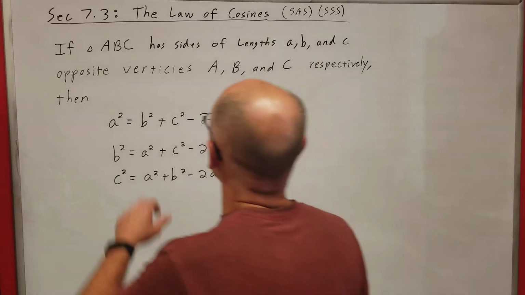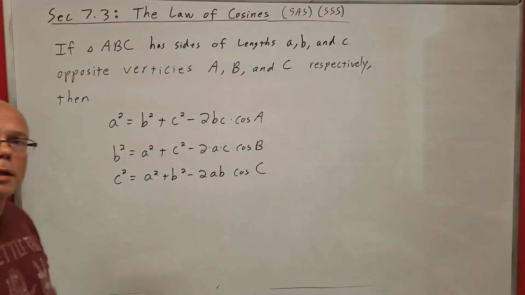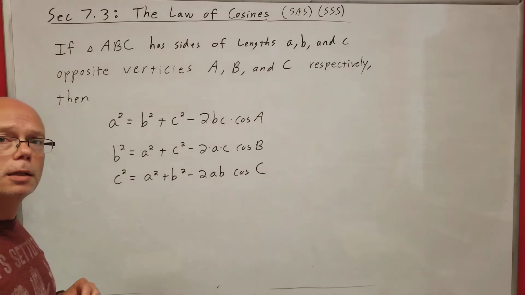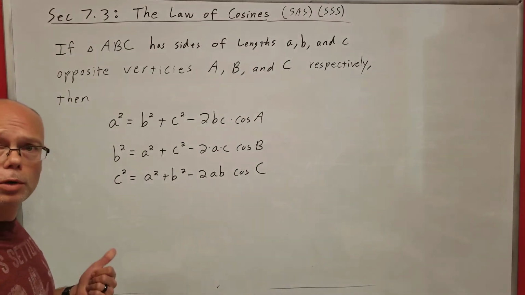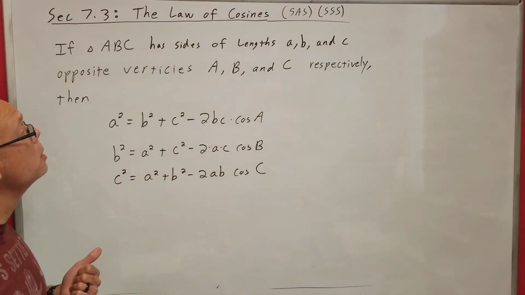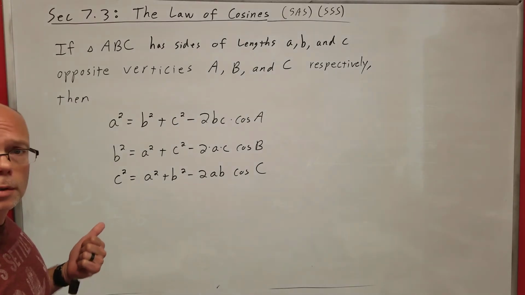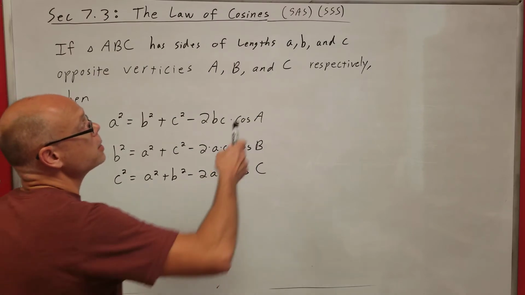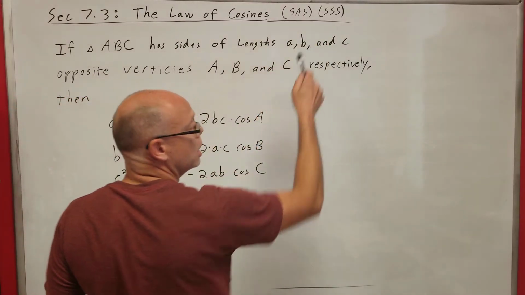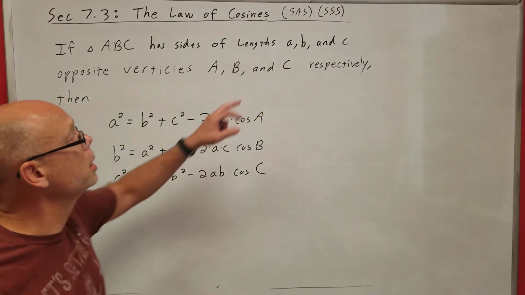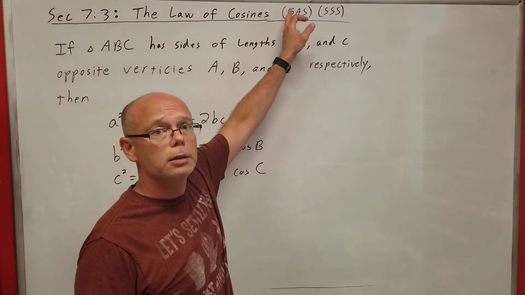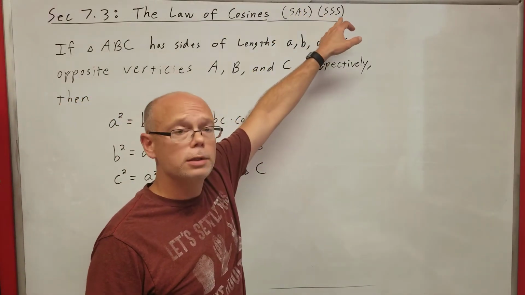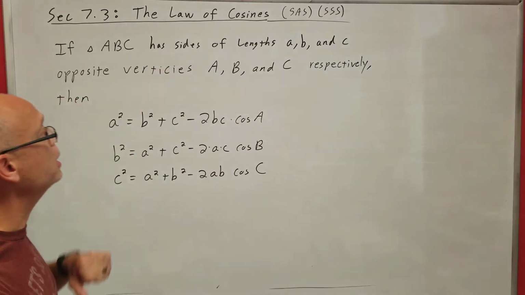Section 7.3 is going to be the law of cosines. In 7.2 we looked at the law of sines, and we can only solve certain triangles using the law of sines. So now we're going to look at how we solve some other triangles using the law of cosines. This will work for the case of side angle side or side side side. So whenever you're given the angle between two given sides, or whenever you're just given all three sides.